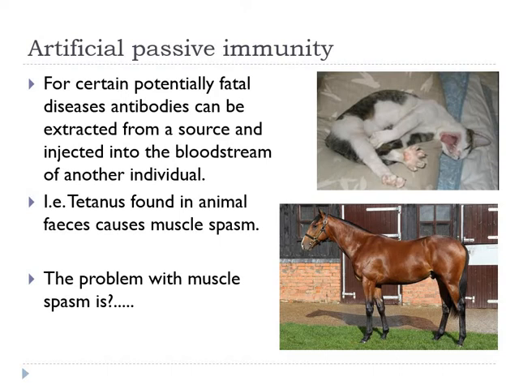So we've got artificial passive immunity, which isn't as common. An example is tetanus. This image of this cat here is trying to show a cat in muscle spasm. I'm sure it's not. It's the best image I could find. Tetanus can cause muscle spasm.